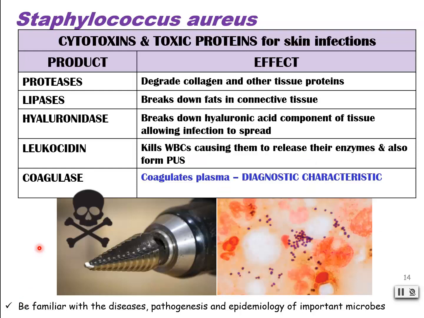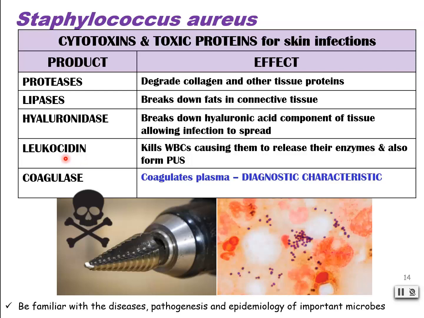Some of the cytotoxins and toxic proteins that some strains make include proteases, which are enzymes that break down proteins. In the connective tissue, we have a lot of collagen in the skin, and so that's going to allow Staphylococcus aureus to spread. Think of these enzymes as helping them burrow and drill through our tissue. Lipases break down fats in connective tissue. Hyaluronidase breaks down hyaluronic acid, which is also a component of connective tissue, and allows for spreading.